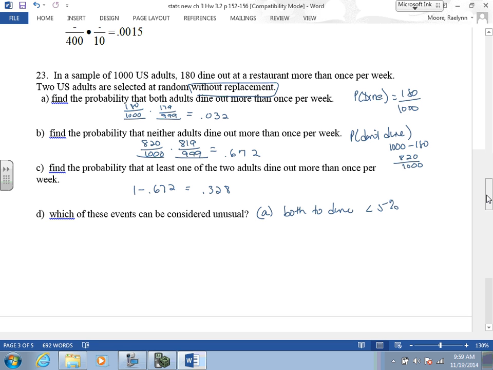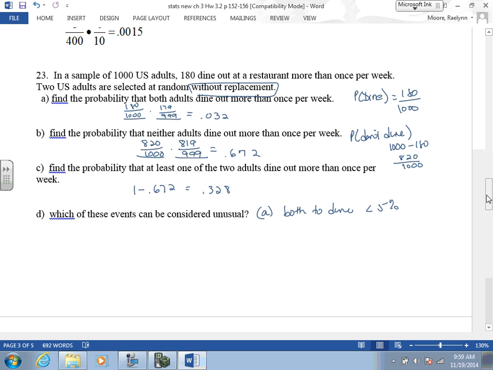First, we have to decide if they were independent or dependent. In a sample of 1,000 U.S. adults, 1,000 is your bottom number, 180 dine out at a restaurant more than once a week. So your probability that you dine out more than once a week is 180 out of 1,000. Keep it as a fraction if you have to reduce it at all. You can't reduce a decimal by subtracting 1 off of it. It doesn't work that way.